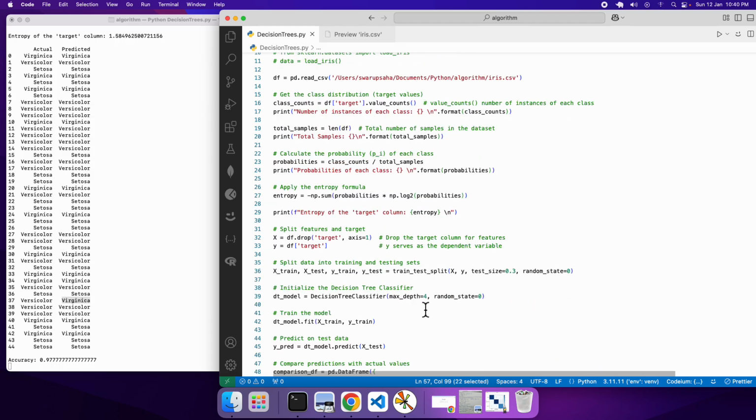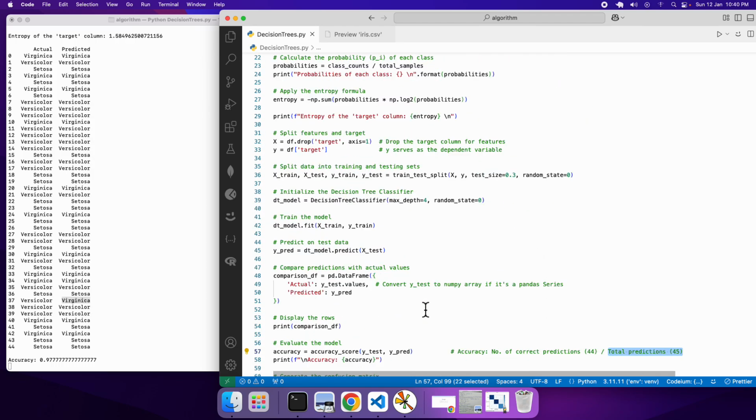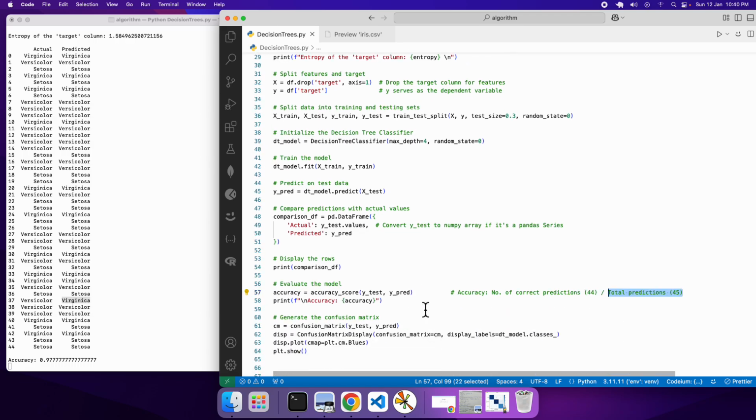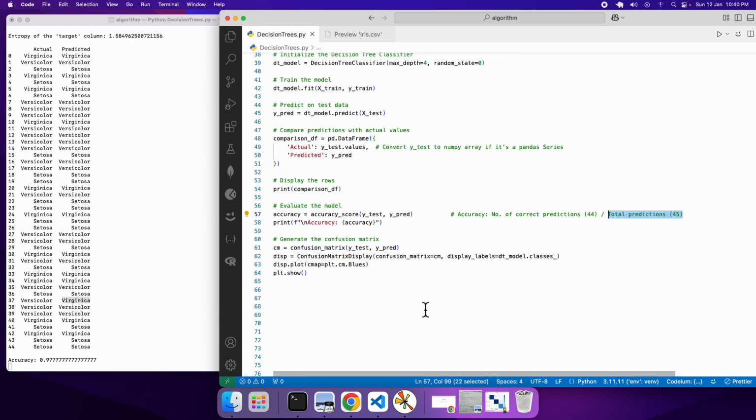But overall, in this particular video, if you go through this code, I believe you will understand how exactly the concept of a decision tree works, and entropy as well as the probability part and the confusion matrix. These things would be crystal clear, right?